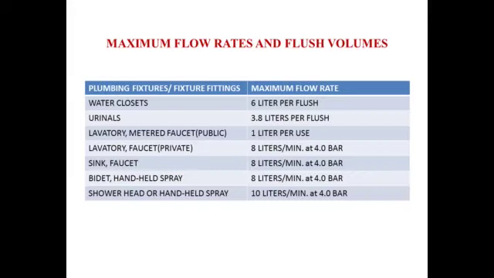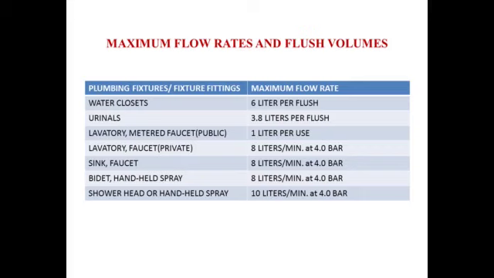Now, maximum flow rates and flush volumes. On the left hand side we have shown plumbing fixtures and on the right hand side we have shown maximum flow rates. Water closet takes 6 liters per flush. Urinals 3.8 liters per flush. Laboratory metered faucet 1 liter per use. Laboratory faucet 8 liters per minute at 4 bar pressure.